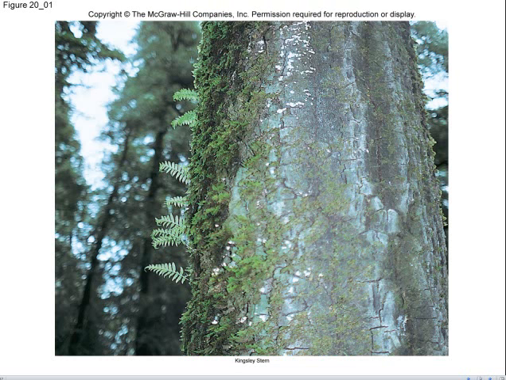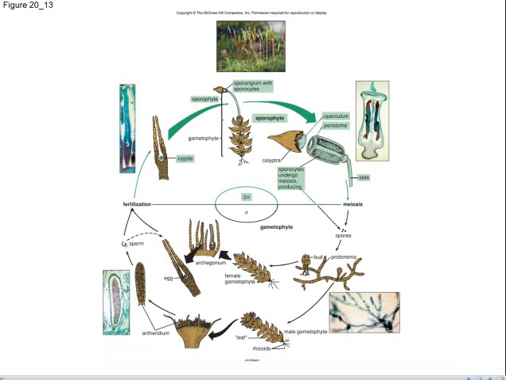And here we have some mosses and ferns. The interesting thing is the mosses, that's the gametophyte generation. Ferns, that's in group 2. They're in group 2. That's the sporophyte generation you're looking at. In this tree right here, I'm not sure what group it's in, maybe a gymnosperm, but that's the sporophyte as well.